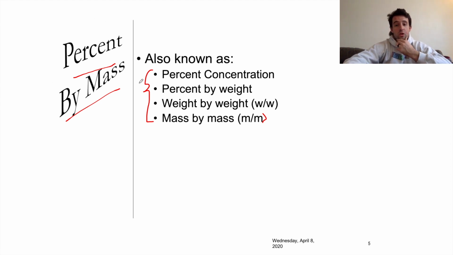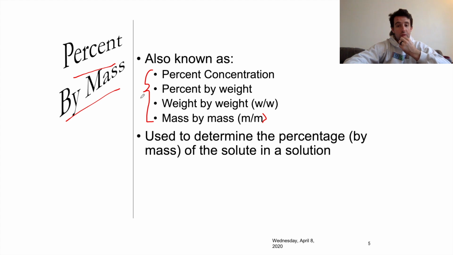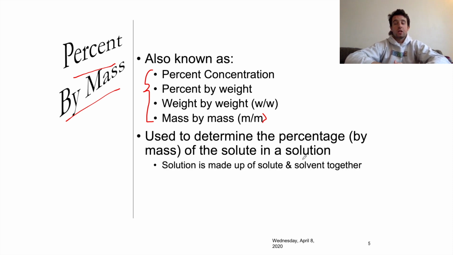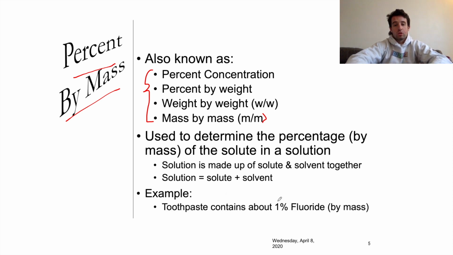You can use this to determine the percentage by mass of the solute in a solution. So remember, a solution is made up of a solute and a solvent together. So really what we're looking at here is how much of the weight of the solution is the solute. That's kind of what that is saying. So it's just a percentage, is all it really is. Remember, solution is solute plus solvent. That'll come into play once we start looking at the equation.